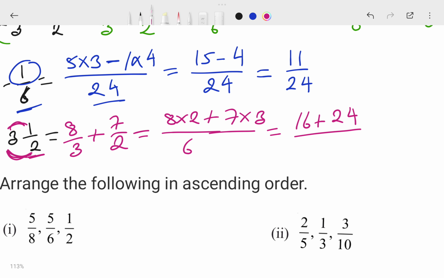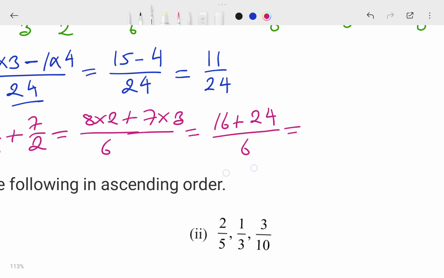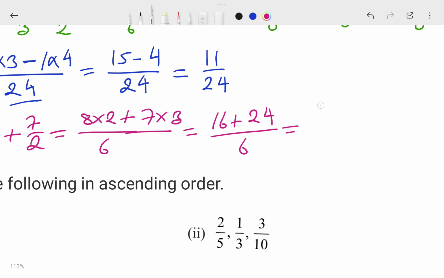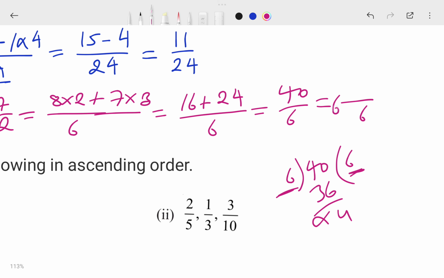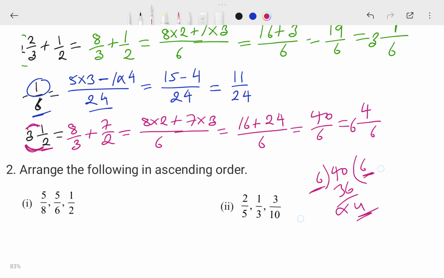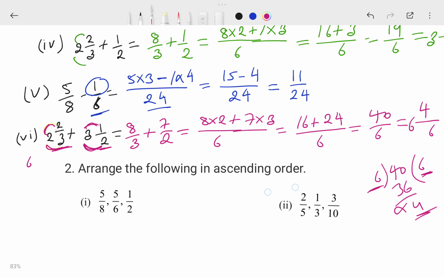And 6 is the denominator. When you add this, it is going to be 37 by 6. When you divide 37 by 6, 6 6s are 36, and 1 is left. So we write the whole number first, then the remainder over the denominator. This is our answer for the sixth one.